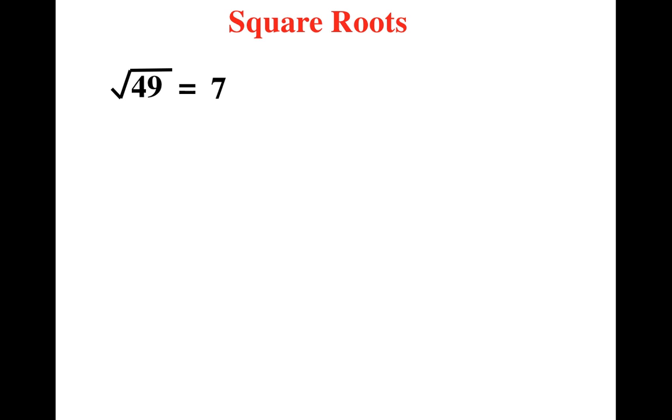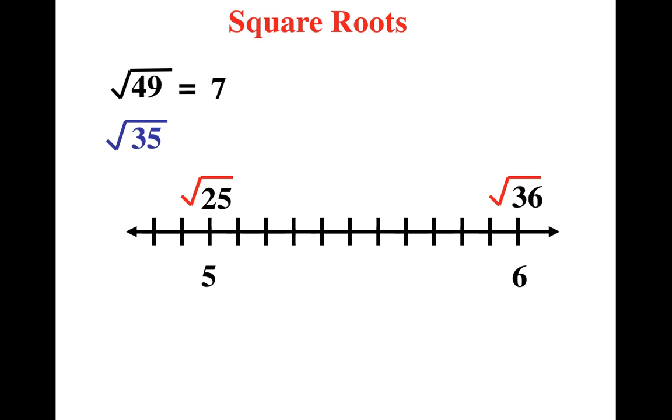Now obviously the square root of 49 is 7. Square root of 35, that's something that's not as easy. What we do know is it's somewhere in between 5 and 6, because of the square root of 25 and the square root of 36. So the square root of 35 would be somewhere about right here. So what do you think it would be?